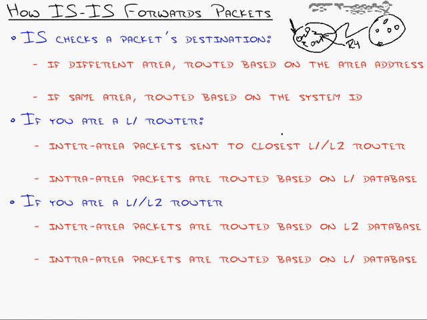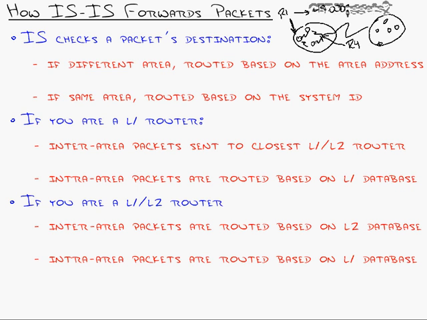If it is in a different area than itself, it will route it based on the area address. Meaning, let's say router 1 right here gets a packet and it looks at that NSAP address and the packet is destined to 49.0003, which is this area over here. Immediately the router stops. It's like, hey, I don't need to look any further because that is in a different area. It will route based on that area address.